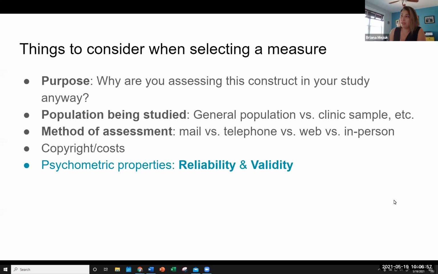So is this by mail or telephone? Is this web or in person? All of those things will shape my choice of a measure. If I'm considering a measure that has copyright attached to it, do I have the money to pay for it? And then the other element that we should always think about is the reliability and validity of that measure. And we'll talk about what that means in the context of a psychosocial measure.